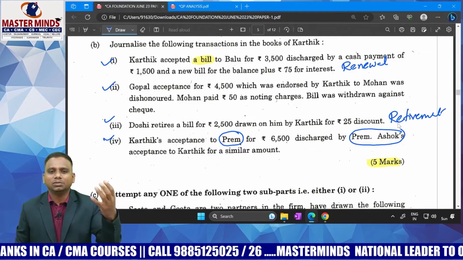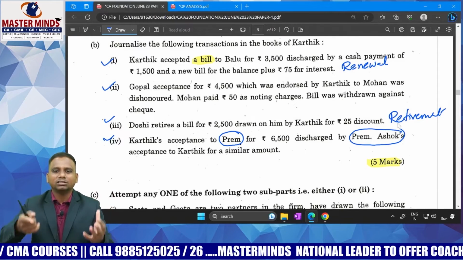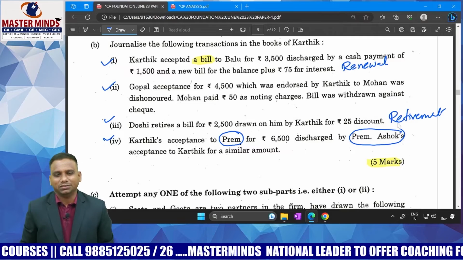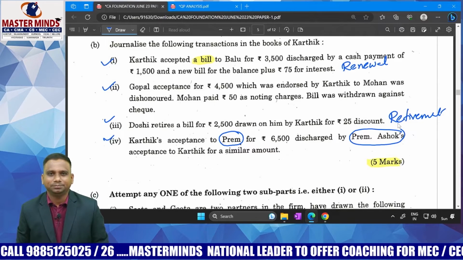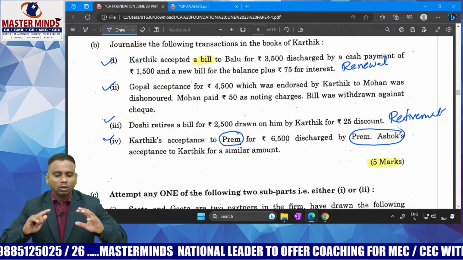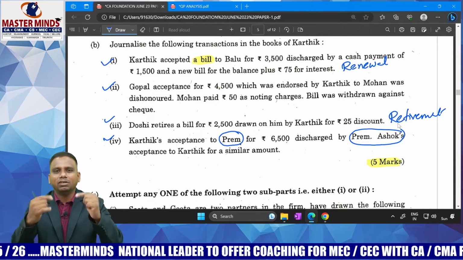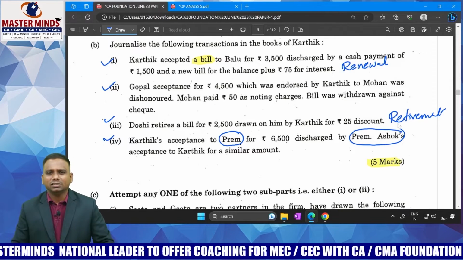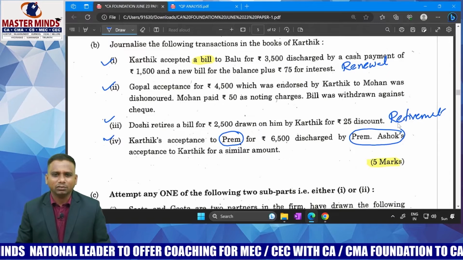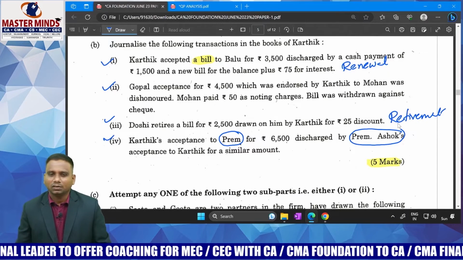Okay. This is what we already have. We have given acceptance to Prem. To discharge this acceptance, we are endorsing Prem Ashok's acceptance. Yes or no? So this is endorsement of bill. Whatever bill we have is given to them, and with that our bills payable gets honored. So this is another simple question. It is not a lengthy one because it is for 5 marks, so we can comfortably write it.